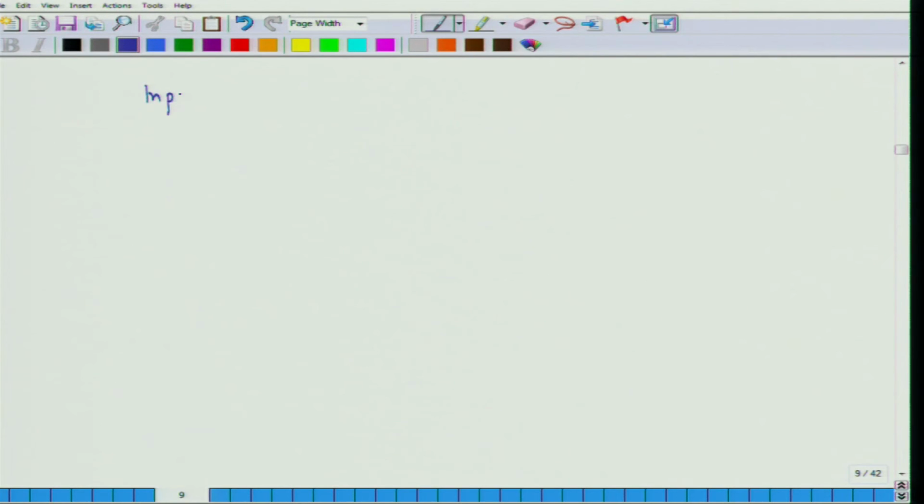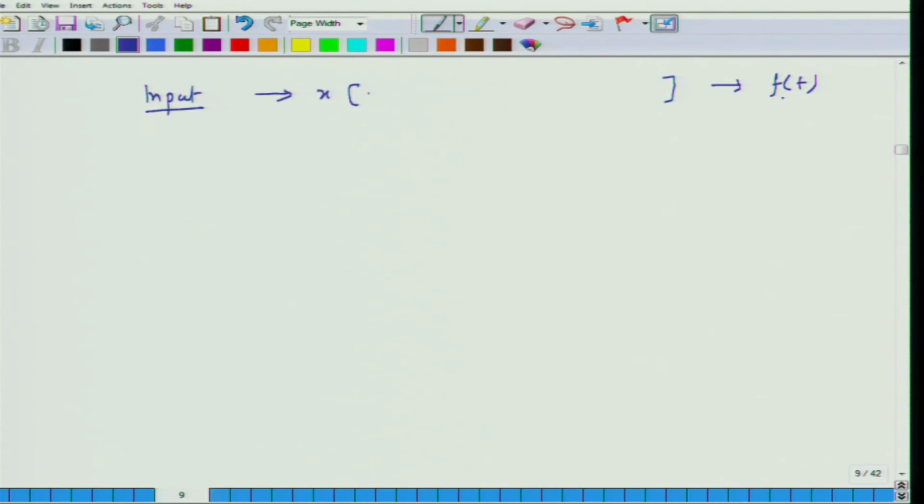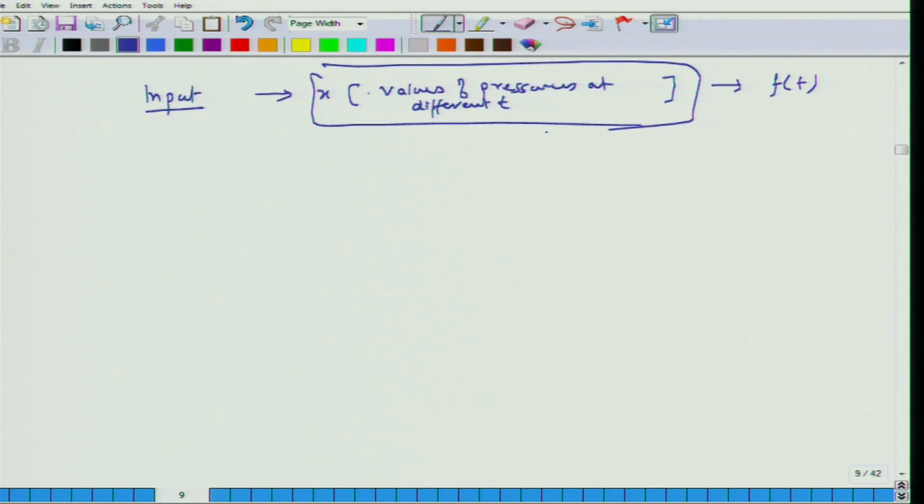Your input will be... what is your input going to be? Input is going to be a string of numbers, right? What are these numbers? They are basically values of pressures which you have measured, right? So this is basically a function of time, right? So these are all the values of pressures at different values of times, different t. And then using this windowing method, you generate the spectrogram.